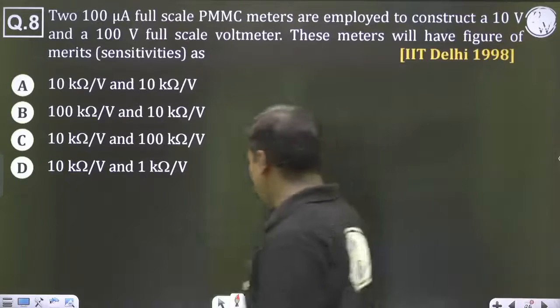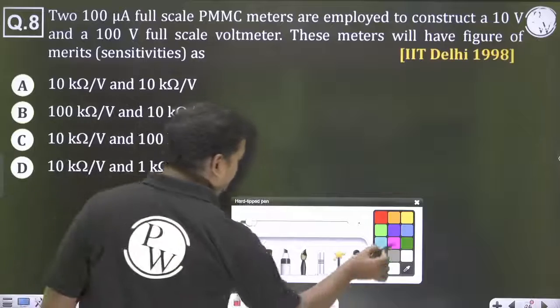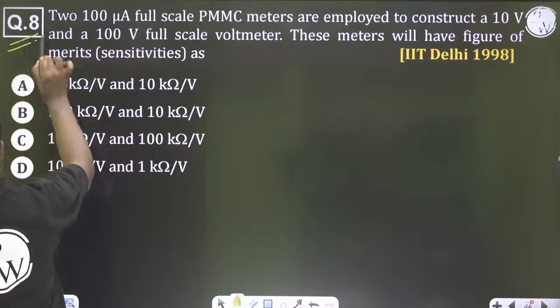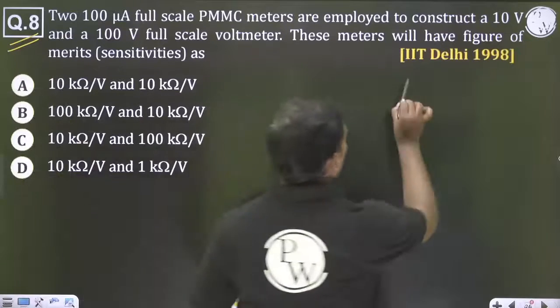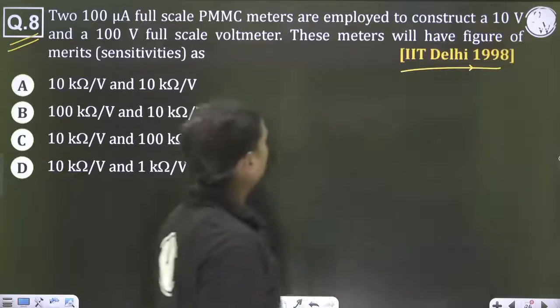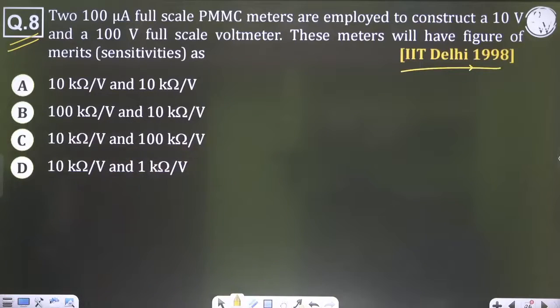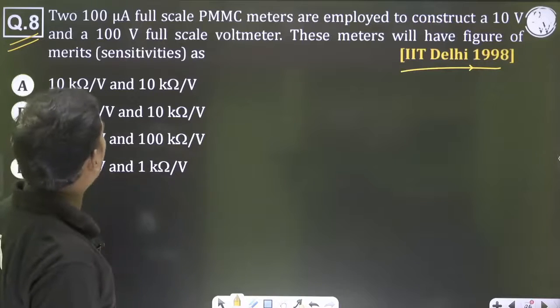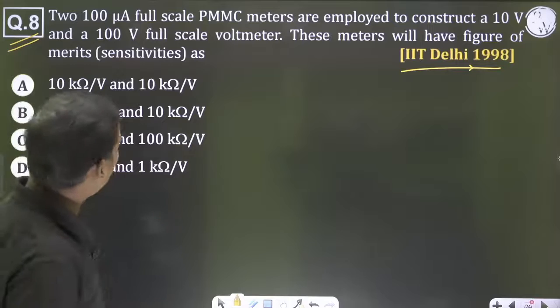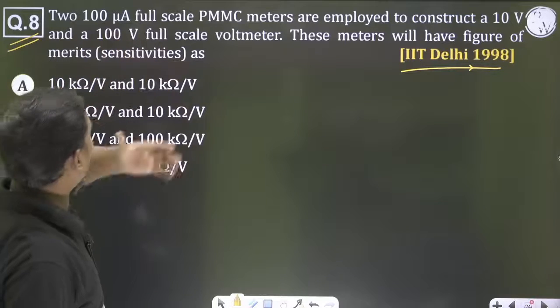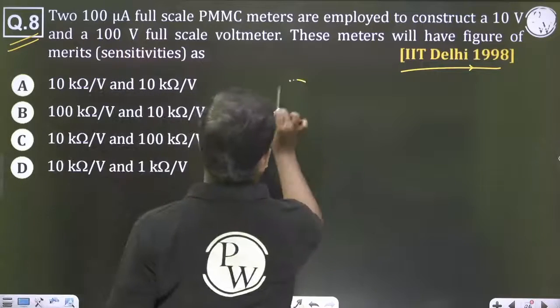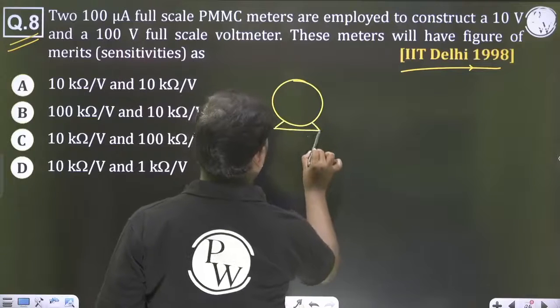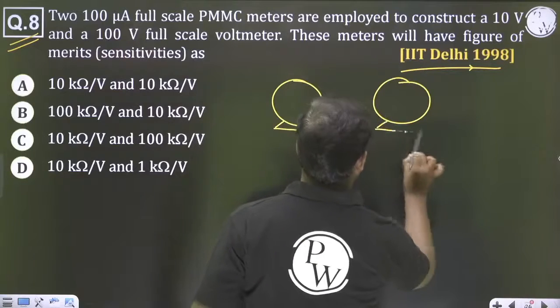Question number 8. The question is again on the figure of merit, I think. This was asked by IIT Delhi in 1998. 200 microamperes full scale PMMC meters are employed to construct 10 volts and 100 volts full scale voltmeters. These meters will have figures of merit as dash. So what is the question? 200 microamperes full scale PMMC meters. This is one PMMC meter, this is another PMMC meter.